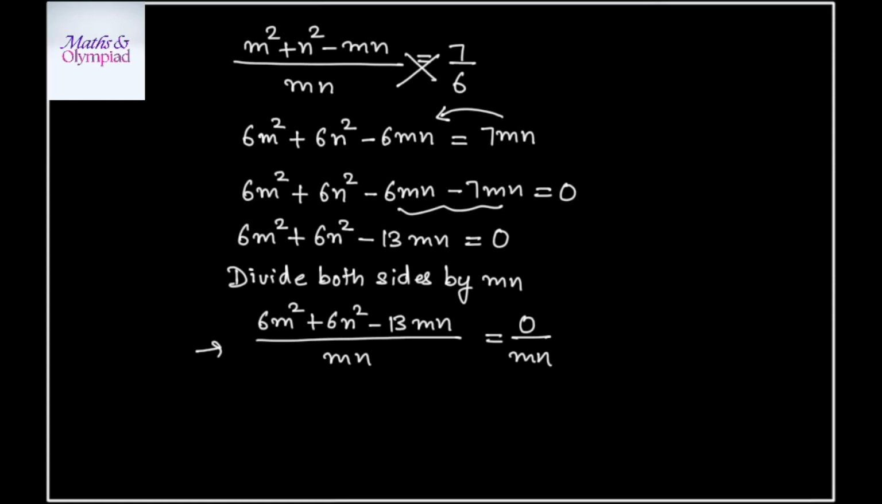Now this means that mn will divide each of the terms in the numerator. So it will become 6m over n plus 6n over m minus 13 equal to 0.